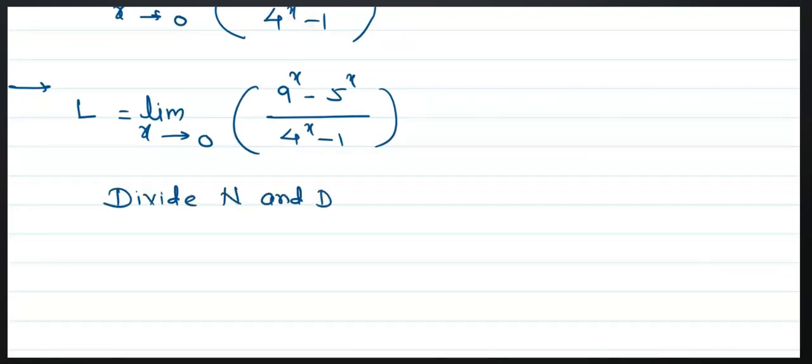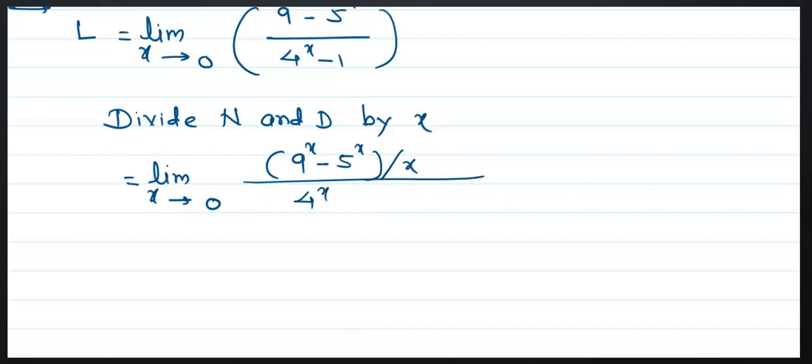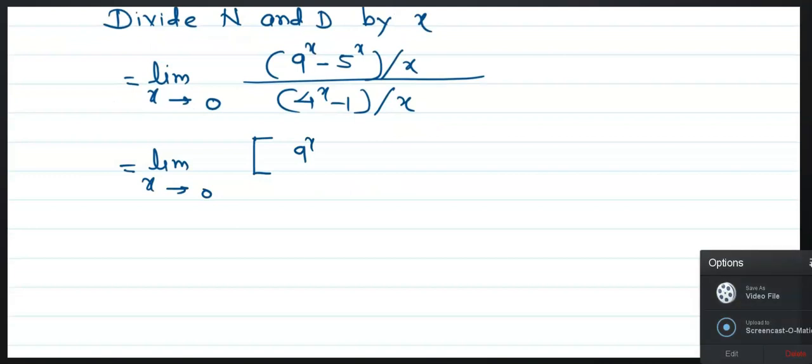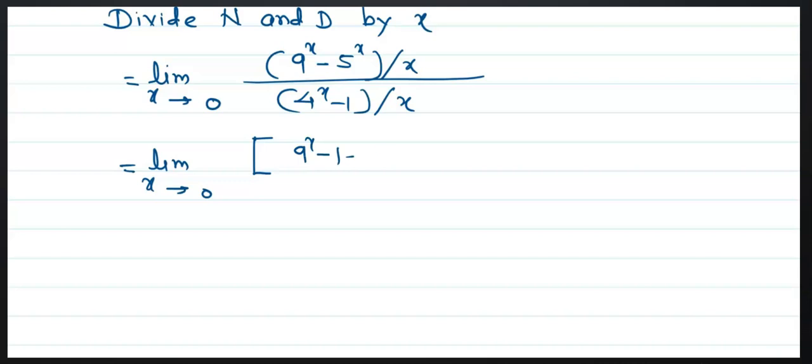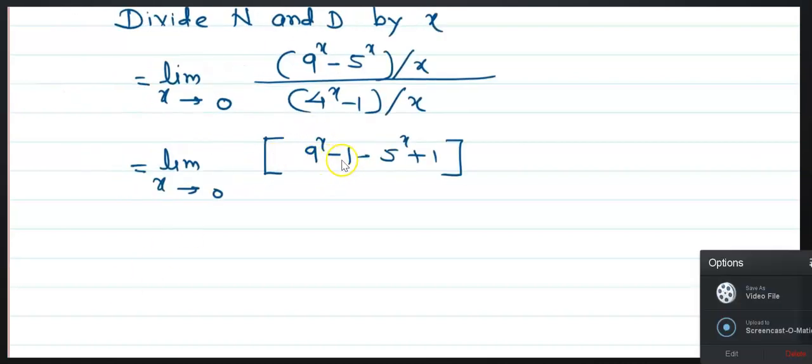Divide the numerator and the denominator by x. Limit x tends to 0, 9 raised to x minus 5 raised to x upon 4 raised to x minus 1, all upon x. But we require the standard form. Which is the standard form? a raised to x minus 1 upon x. In the same way, 9 raised to x minus 1 upon x is that type of standard form. That's why we are adjusting here 9 raised to x minus 1. At the same time, this minus 1 is balanced by the plus 1.